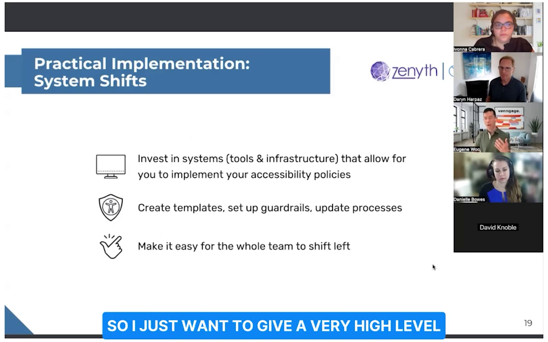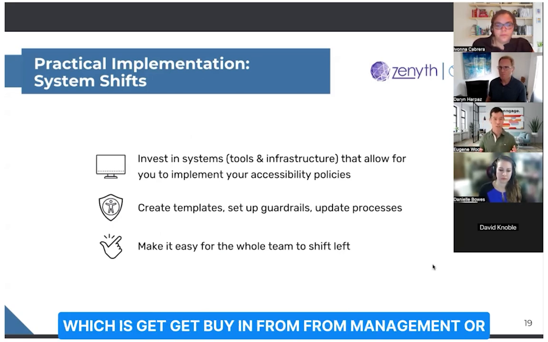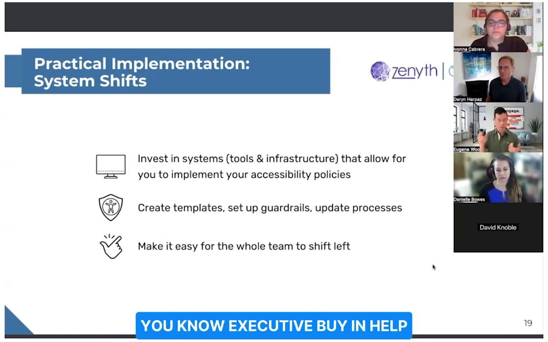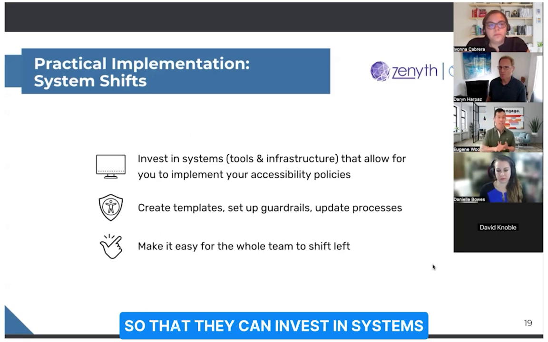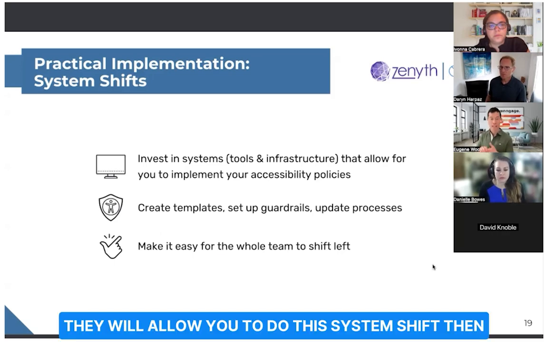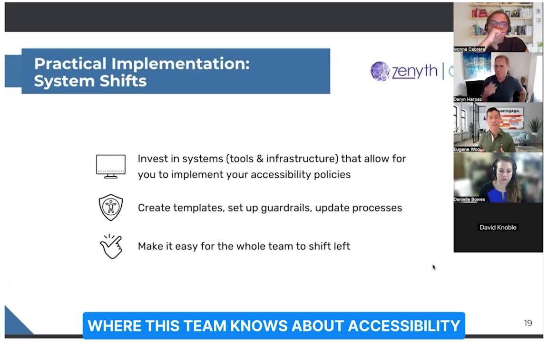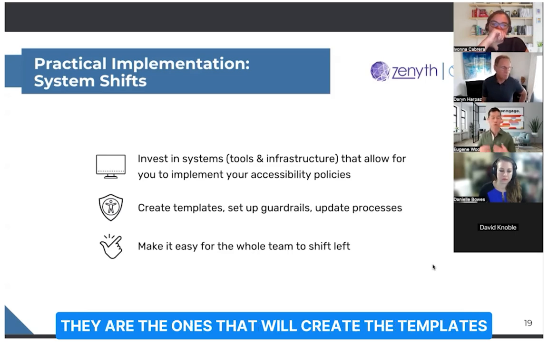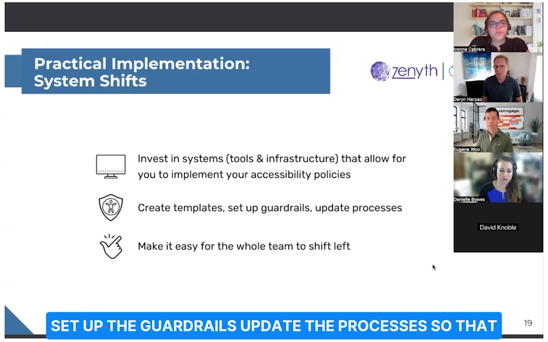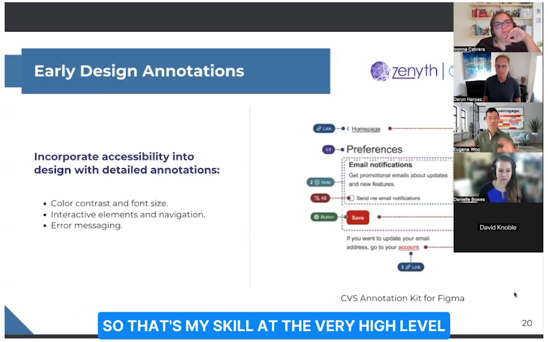So I just want to give a very high level practical implementation strategy, which is get buy-in from management or executive buy-in, so that they can invest in systems that allow you to implement your policies, that will allow you to do this system shift, and then have a centralized team where this team knows about accessibility. They're the ones that will create the templates, set up the guardrails, update the processes, so that it makes it a lot easier for the whole team to shift left.